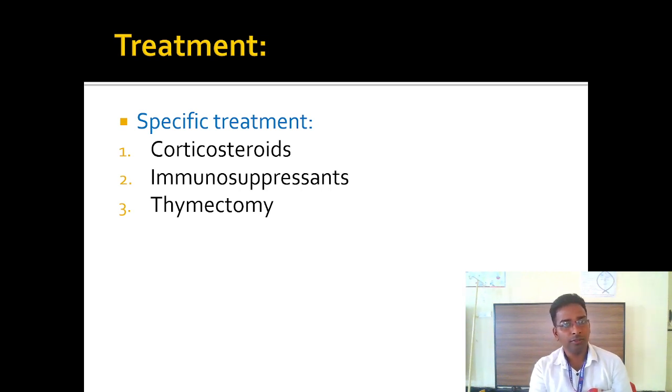Either you have to use corticosteroids. This is a known immunosuppressant, so it will suppress the antibody production itself, or we have to go for immunosuppressants, again targeting the antibodies produced at the thymus, or we have to remove the thymus. So we have to go for thymectomy. So these are some solutions or specific treatment options for myasthenia gravis.